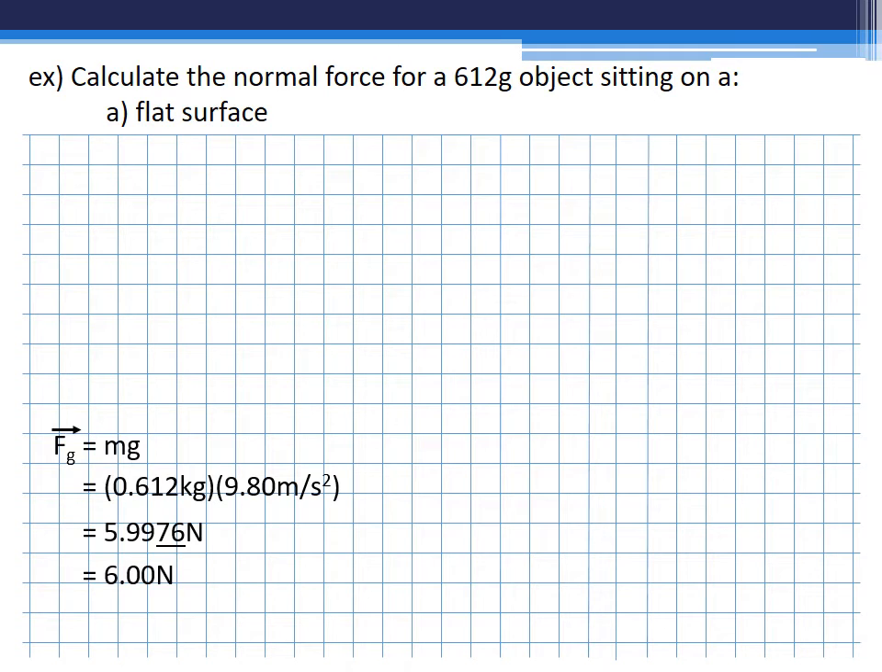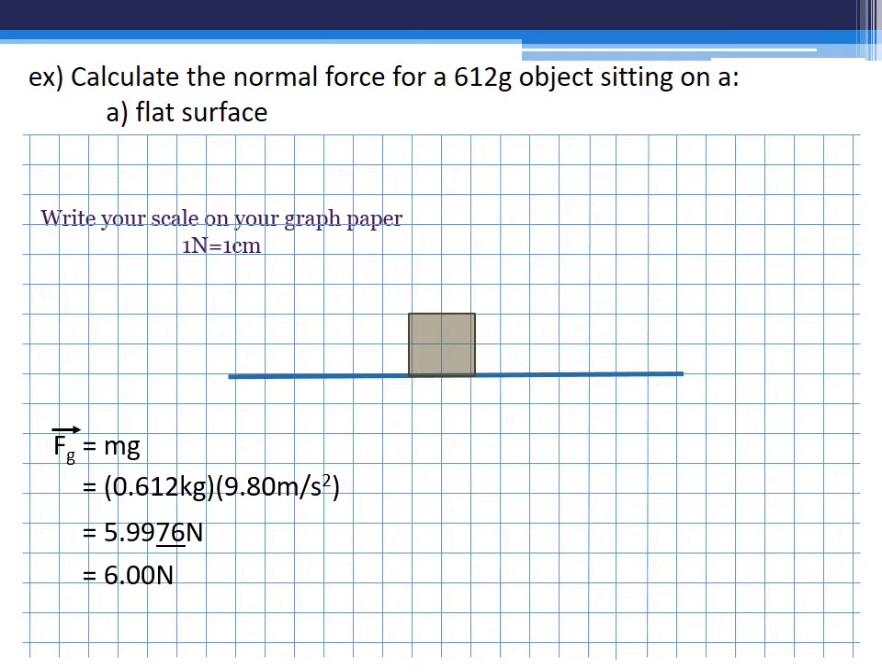We're going to be drawing diagrams to scale, so we need to have a scale written into our notebook. And we are going to make 1 Newton equal to 1 centimeter. So for example A, a flat surface, we will draw a flat surface, then we will draw the box that is sitting on the table. We're going to put a dot so that we can draw all our forces either pushing or pulling on that same location. I want to draw the force of gravity. It's going to be pulling down on this box with a force of 6.00 newtons.